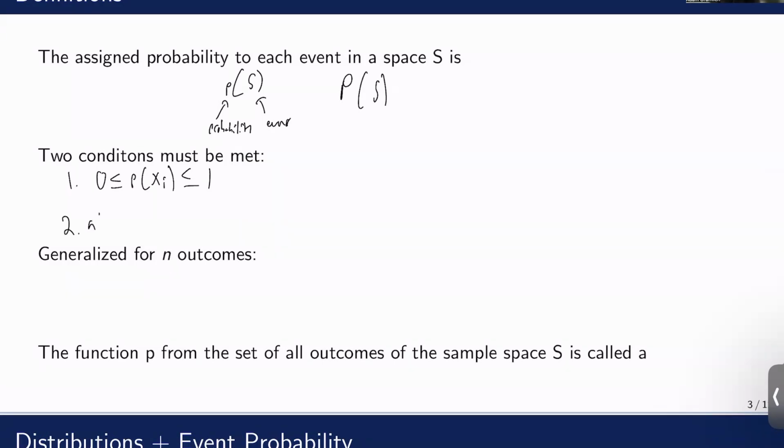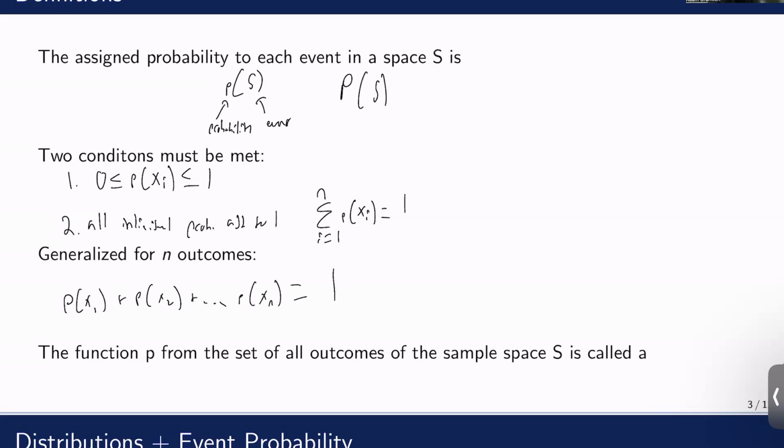For the second condition, all individual probabilities add to 1, meaning that starting from i equals 1 to n, the summation of all p of xi is equal to 1. All the events in the space need to total the entire space. There can't be a gap off to the side. So if we generalize that and write it out, we could do p of x1 plus p of x2 plus everything all the way up to p of xn would be equal to 1.